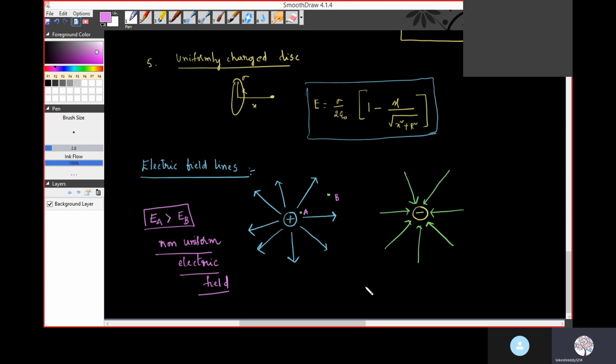Now, this is the concept, and based on this, they frame a question like this. Say, this is an electric field line.